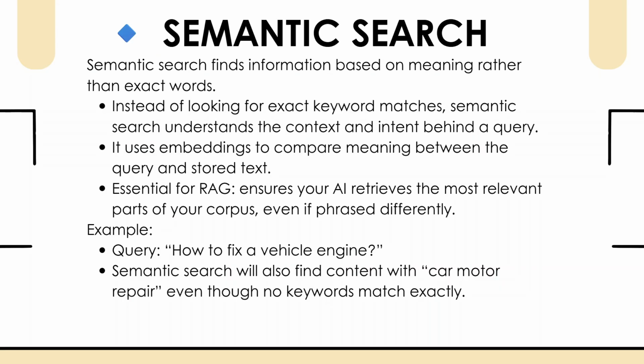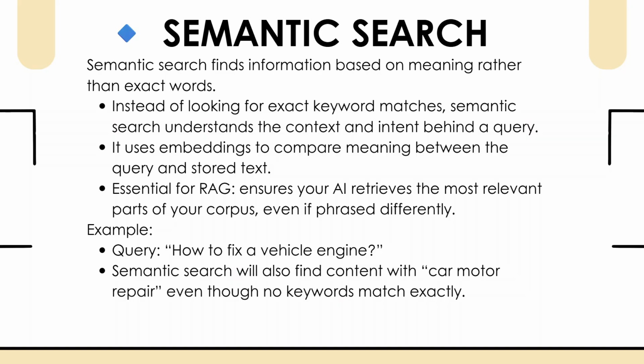Now let's break down semantic search. Semantic search is all about finding information based on meaning, not just exact words. Instead of only matching keywords, it looks at the context and intent behind a query. Here's how it works. Both your query and your documents are turned into embeddings, and the system compares their positions in this vector space to find the closest matches.